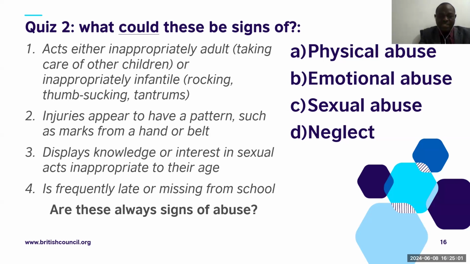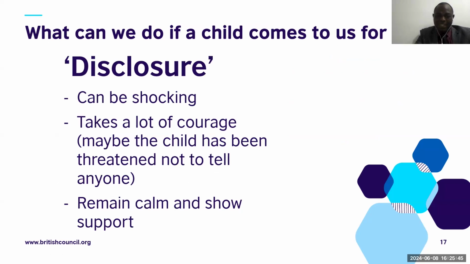Okay, Olupuji said 2 is A: injury appears to have a pattern marks, A. Okay. Ngozi, 2 is A. Okay. 3 is C. 3 is C. Okay. 3 is C. 2 is D, neglect. Okay. 1 is B, emotional abuse. Very correct. Very correct. Let's move on to the next slide. The next slide, please.